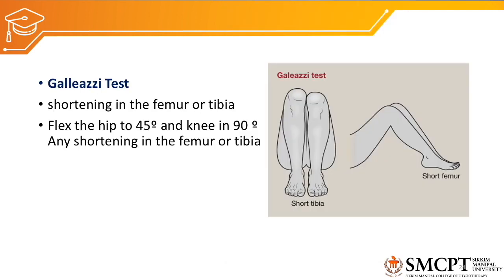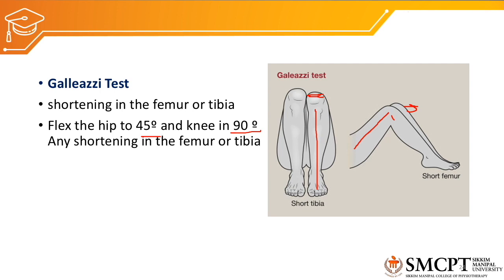Before taking the limb length measurement, we can perform a test to see if there is a shortening. This test is called the Galeazzi test. In the Galeazzi test, we ask the patient to flex the hip to 45 degrees and the knee to 90 degrees. If we see a shorter limb, we can predict a shortening of the tibia. And if one limb is forward relative to the other, we can predict that either the femur is short or the femur is long. So these are some of the limb length measurement techniques.